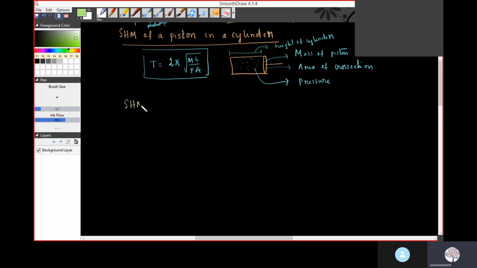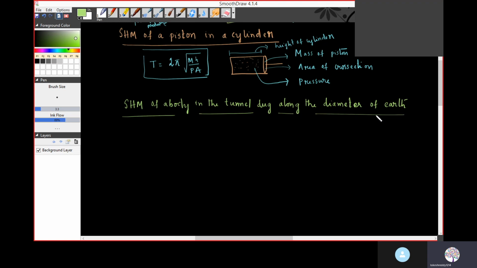SHM of a body in the tunnel dug along the diameter of the earth.